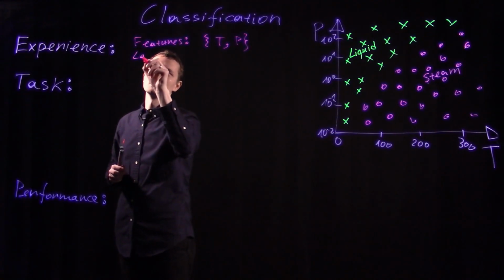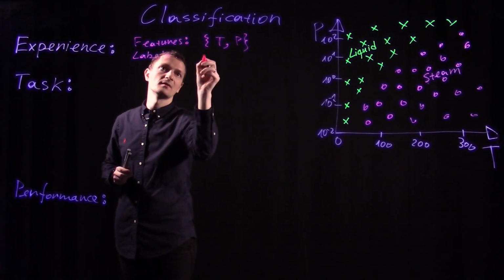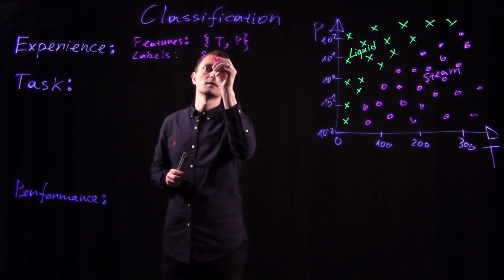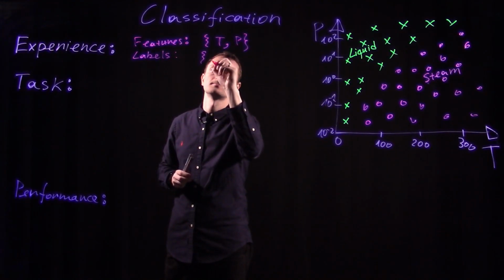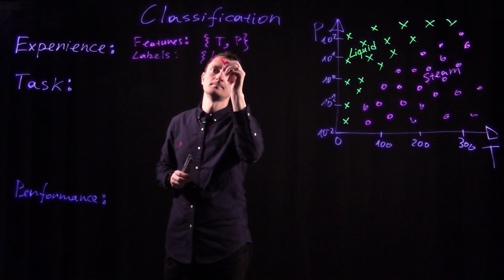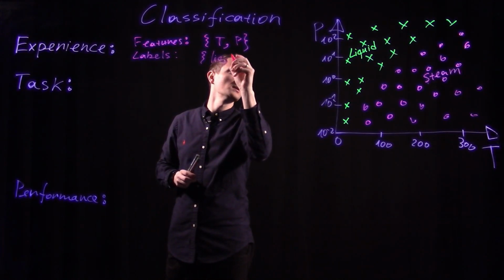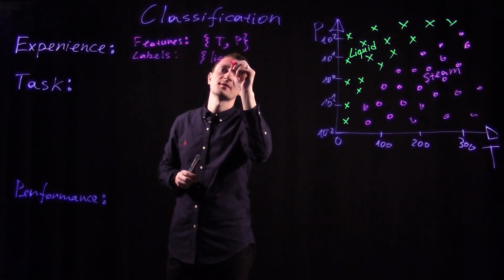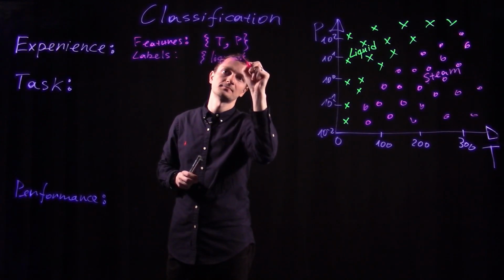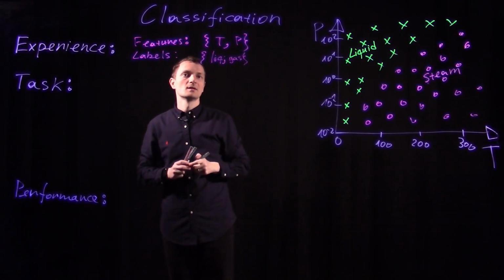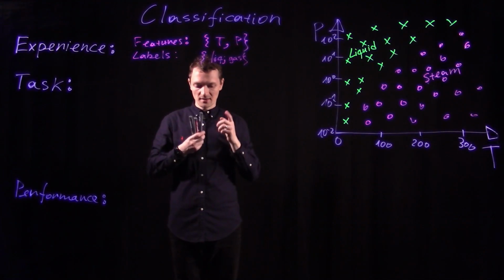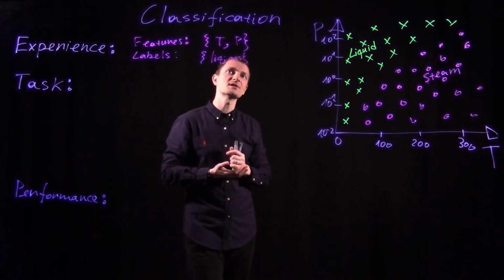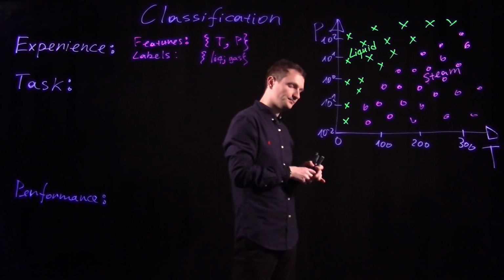But the labels, we have either it might be a liquid state or it might be the gaseous state. So, and that's exactly the difference between regression and classification problem.